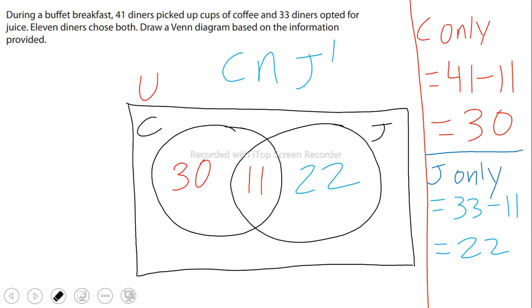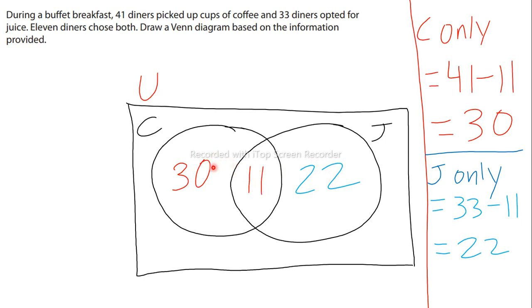All right. Okay. So let's see. 30 diners only got coffee, 22 got juice, and 11 got both.